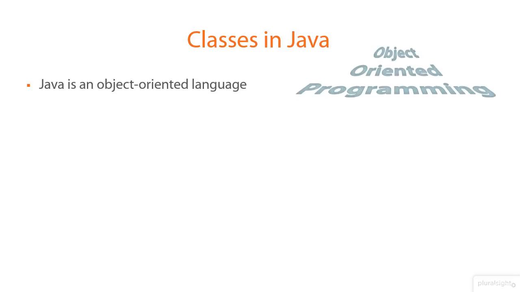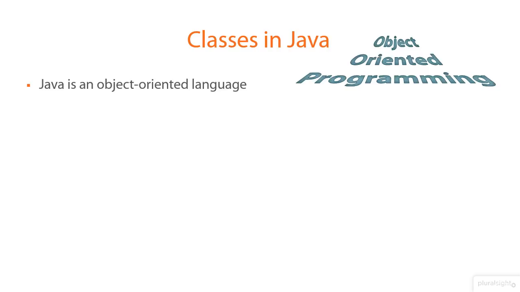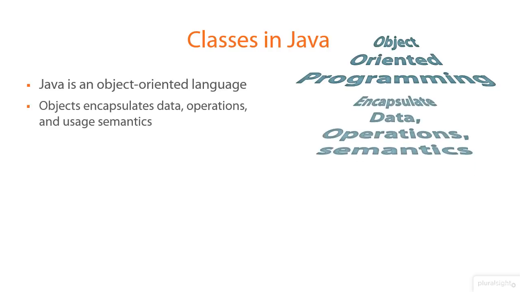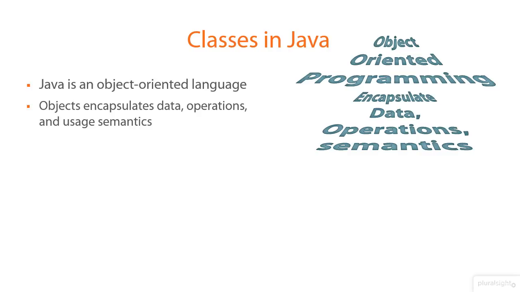Java is an object-oriented language, and that means, of course, that it follows the tenets of object-oriented programming. And so objects are these things that encapsulate the data, operations, and usage semantics. In other words, what you want to work on and how you work with it are packaged up in this idea of an object.